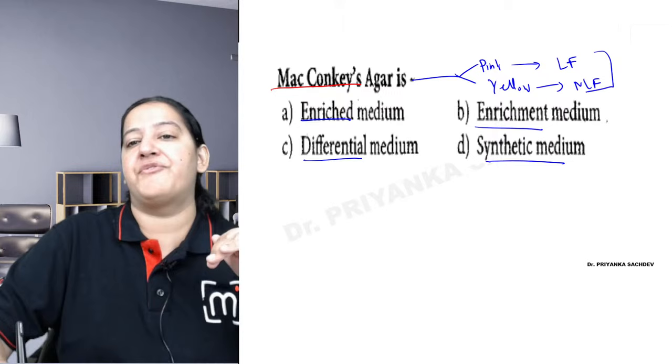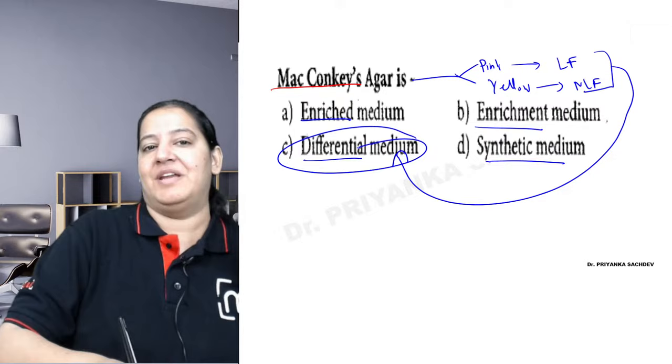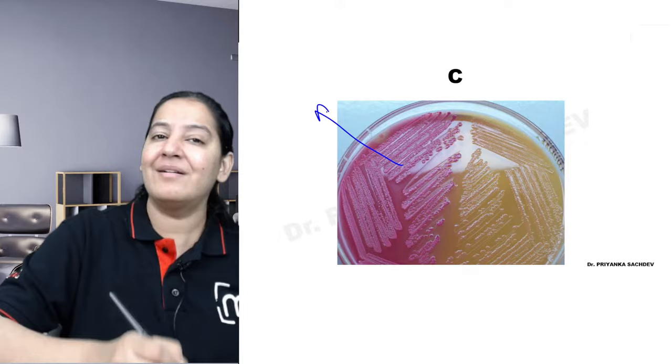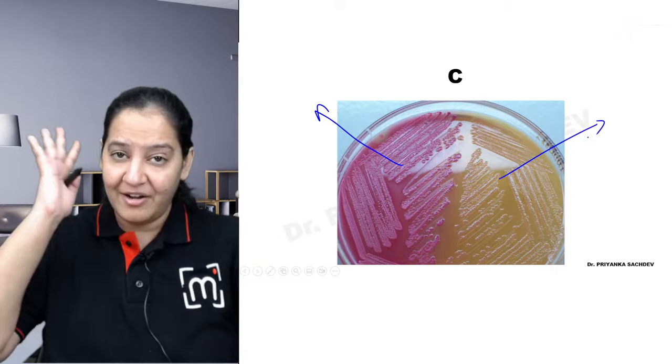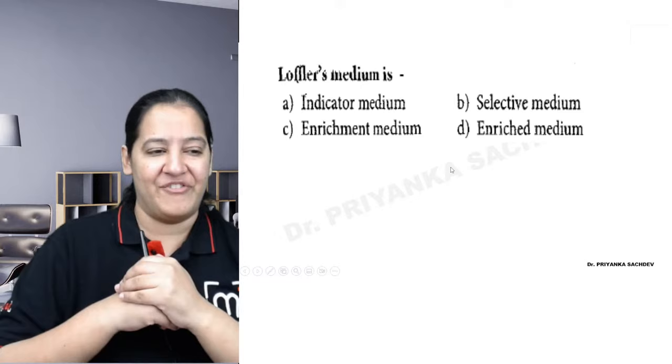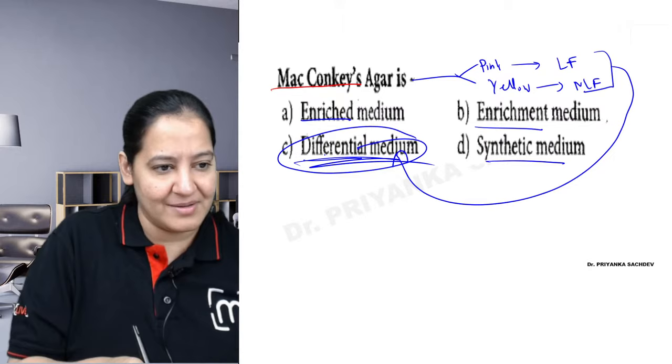Yes, Ram, Osama, Rakesh, that's why it is a differential medium. Because it is giving different color to different bacteria: pink to lactose fermenter, yellow, pale or colorless to lactose non-fermenter. Different color, different bacteria. That's why differential medium. So MacConkey is an example of differential. You all are right. Very good. Most of them are saying the answer is C. Yes, Dinesh, Rakesh, Padmavati. So the next question is in front of you.